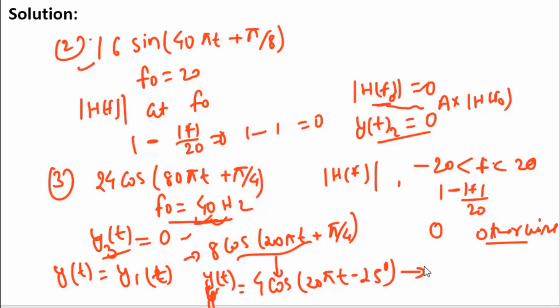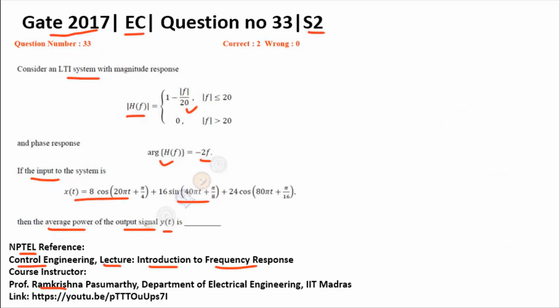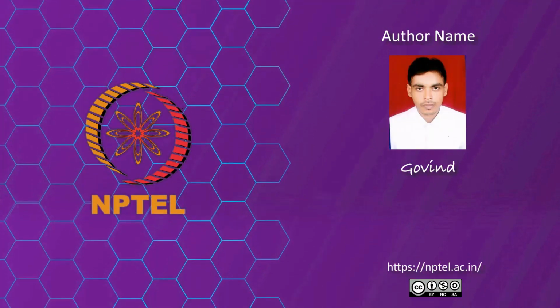So the power in this y(t) signal is given by 4 square over 2, which is equal to 8. So the correct answer for this question is 8.